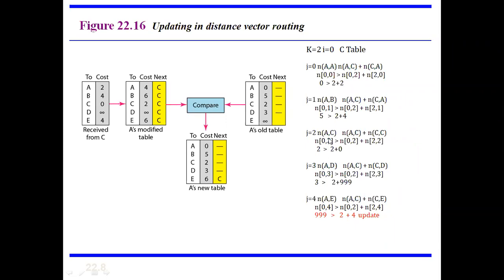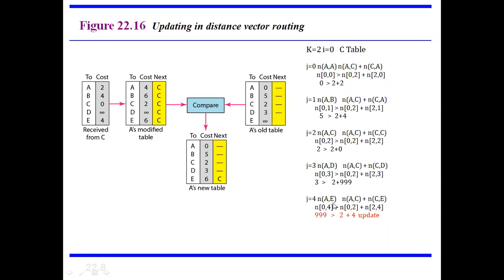Now the next example. To reach C destination, A to C, we'll use the C node. A to C, then C to C. So it is 2 plus 0. It is the same, so there are no changes. Now consider D. A to D, we can reach using A to C, C to D. What is the value? 2 plus infinity, because the C table is having infinity value. So this is more than the 3, so this is also not updated.